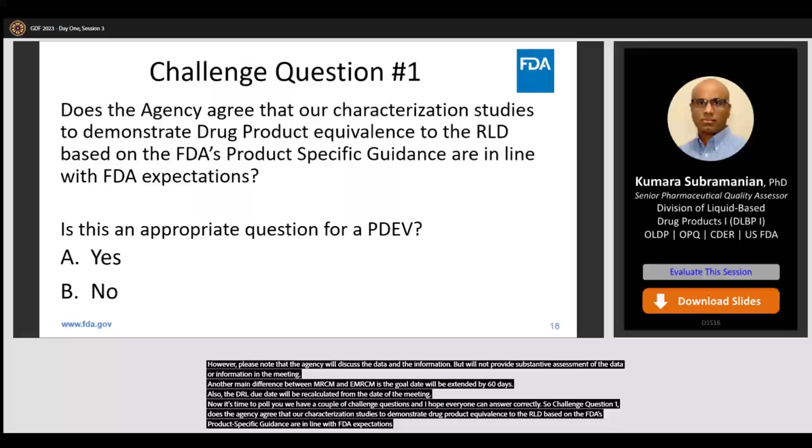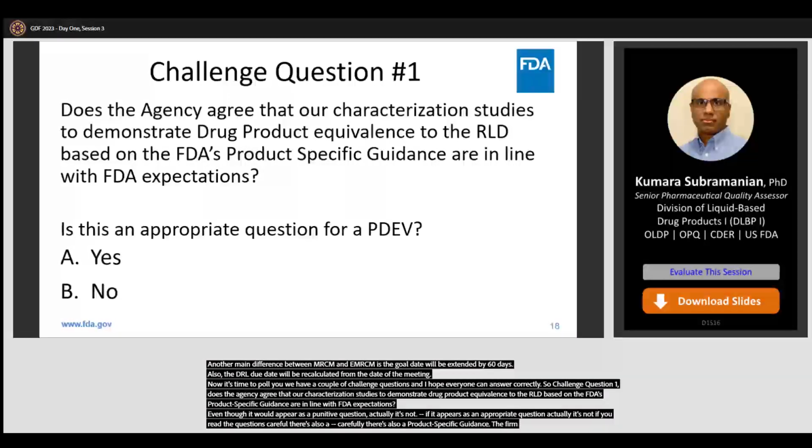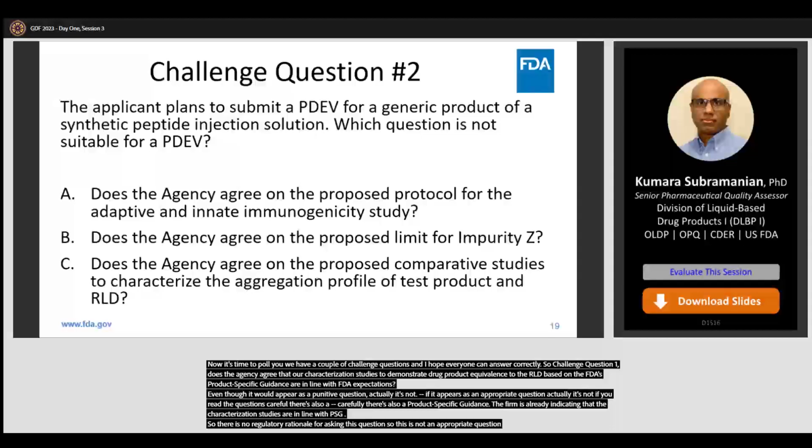Even though it would appear as a pre-dev question, actually it's not. If you read the questions carefully, there is already a product specific guidance. The firm is already indicating that the characterization studies are in line with PSG. So there is no regulatory rationale for asking this question. So this is not an appropriate PDF question. Move on to next question.